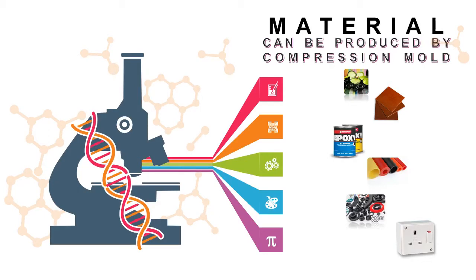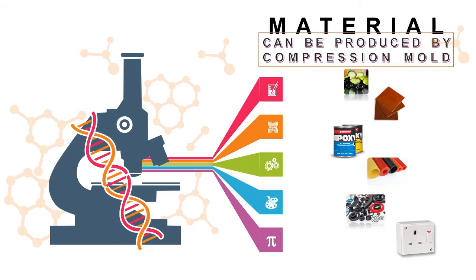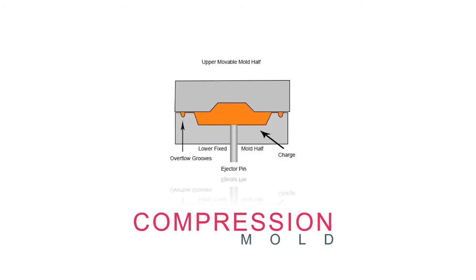Materials that can be produced by compression molding include melamine, phenolics, epoxies, urethanes, elastomers, and urea formaldehyde. Below is an example of compression molding.